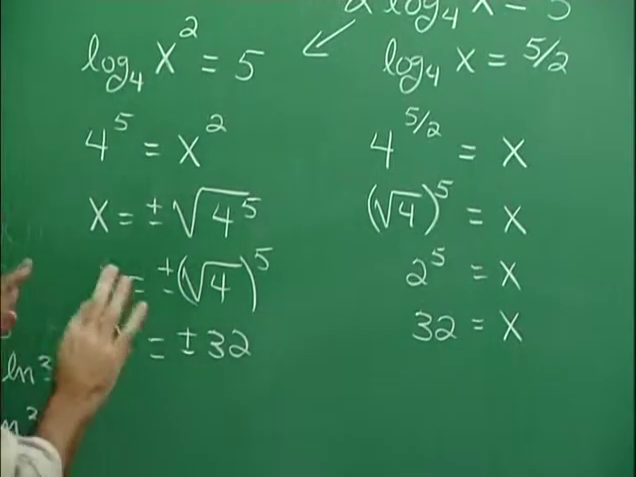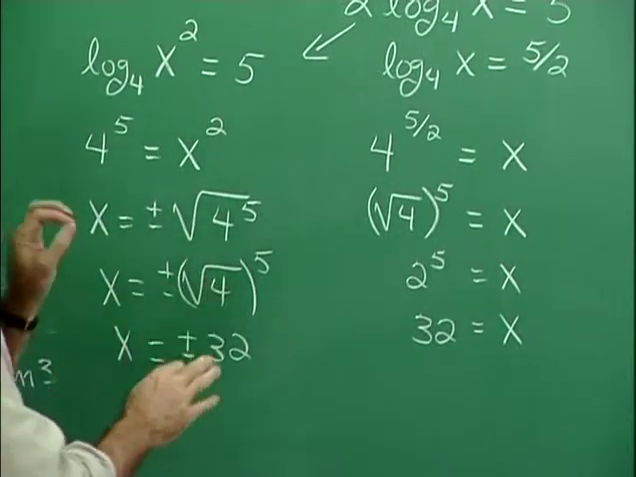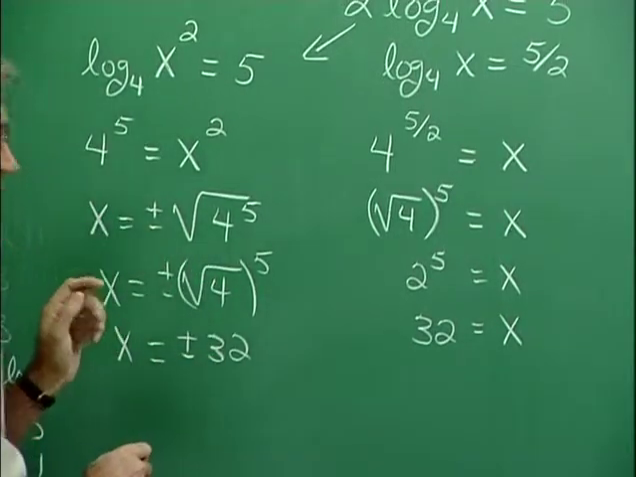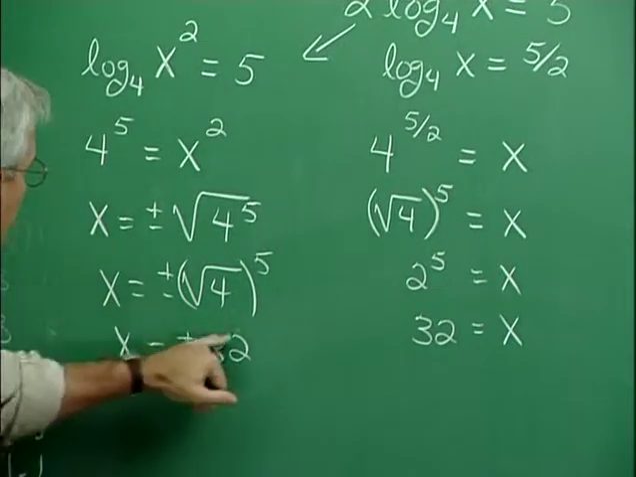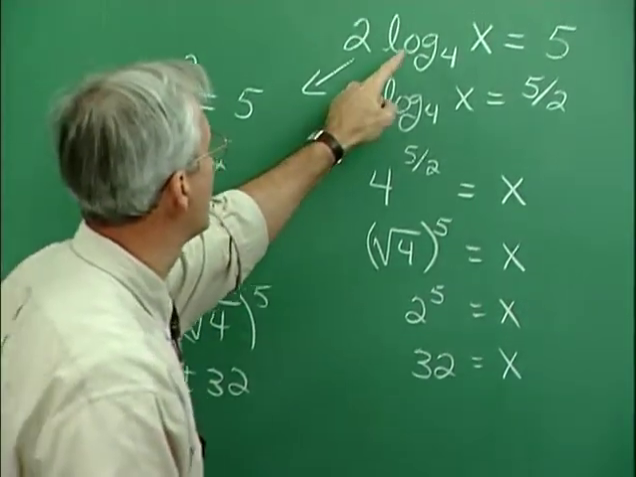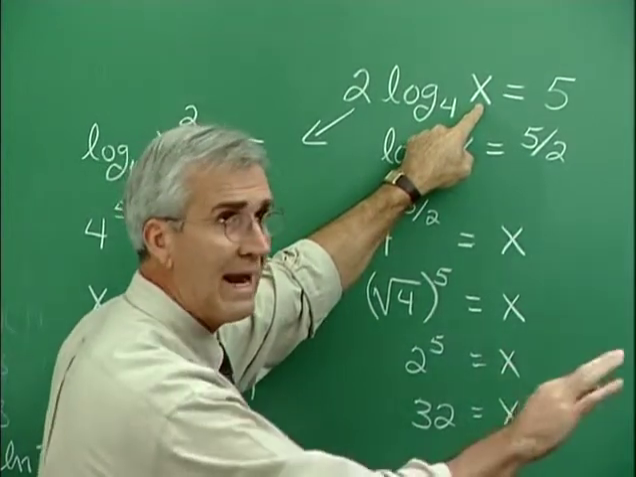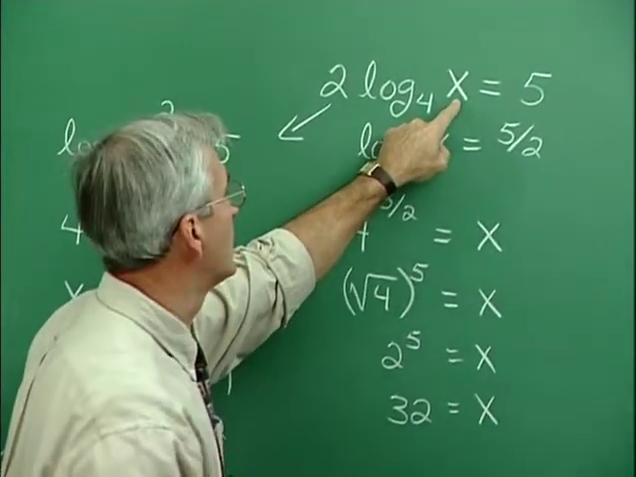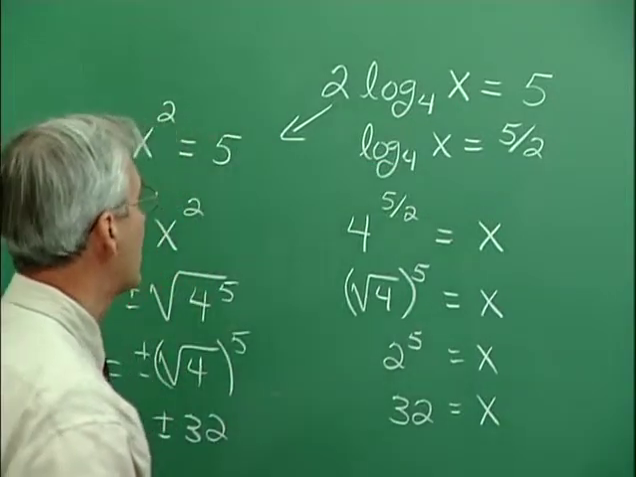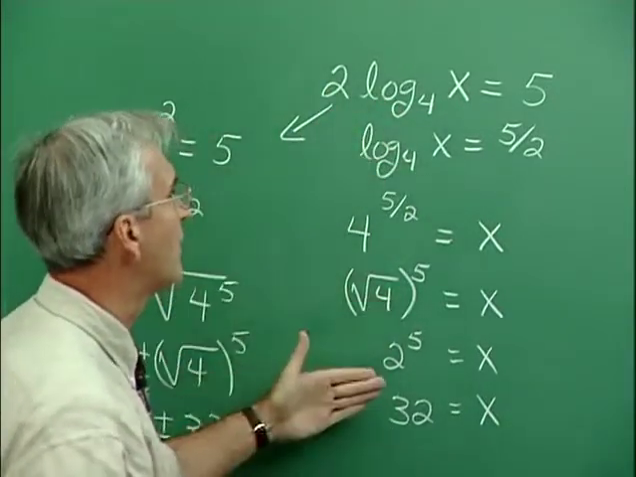Now, what about this situation? Well, remember that we can take the logarithm of positive numbers only, and so when we consider these as solutions, we look back here at the log of x. Can x be replaced with negative 32? No, so we throw that out and use only the 32. Anyway, it's just an alternate technique, but I actually think this one is a bit more efficient.